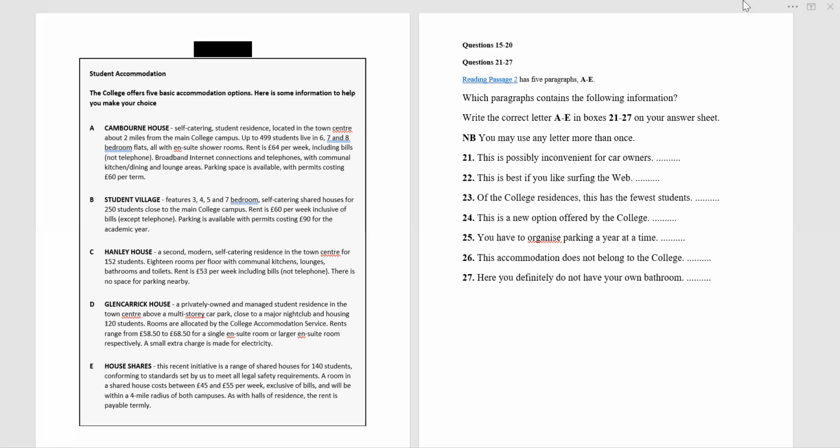And the next one, okay, let me just remove this one. This is a new option offered by the college. So question number 24 is E, house shares. This recent initiative stands for the new offer.